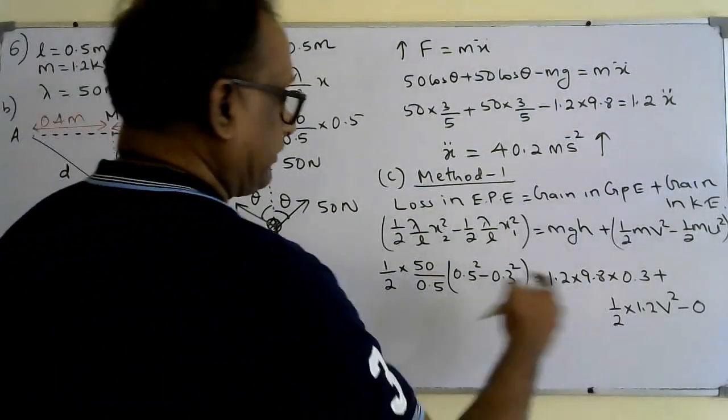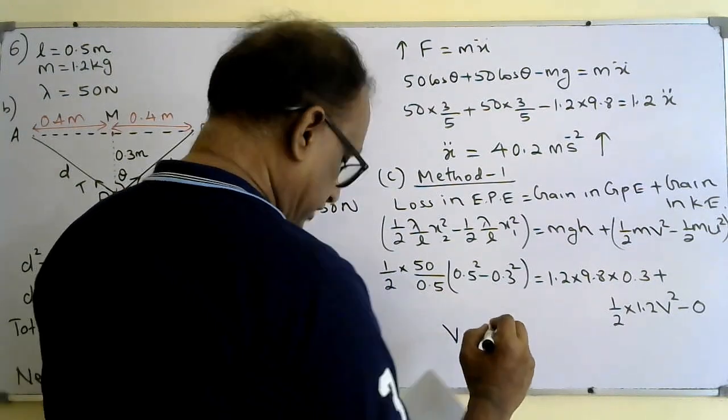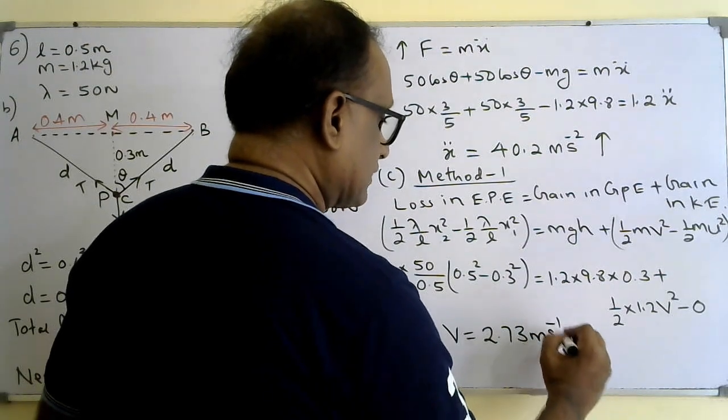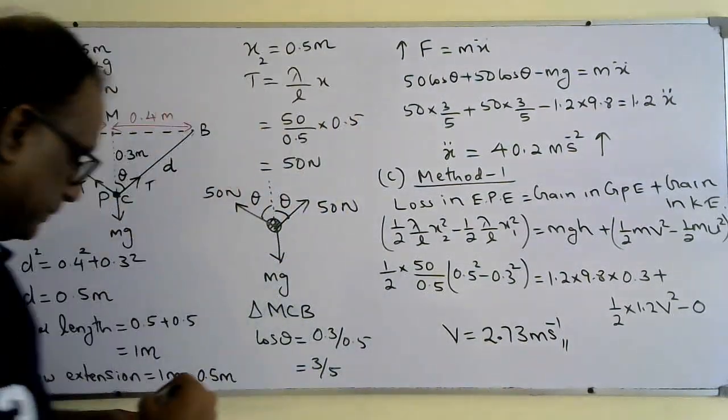Okay, solve it and get the V, all numbers. Only the unknown is V. Solve it. You will get V is equal to 2.73 meter per second. That's the answer. 2.73 meter per second.